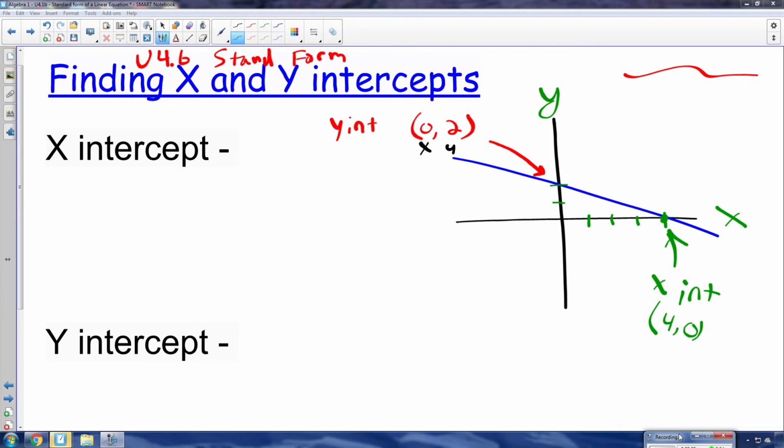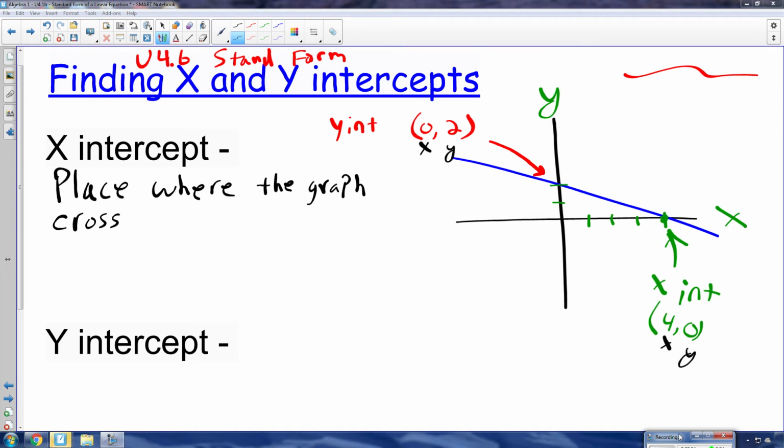x, y. x, y. So what can you say about the x-intercept if you look at the green writing down there? The x-intercept is, obviously, the place where the graph crosses the x-axis, right? So let's say that first of all. That's the first thing we'd like to say. So the x-intercept is the place where the graph, or the line, or whatever it is, crosses the x-axis.